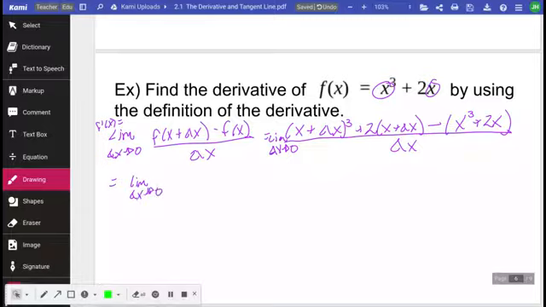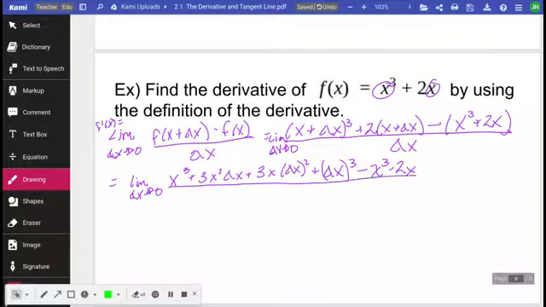Now, keep in mind, kind of like we did before, instead of cubing or squaring something, we're going to do x plus delta x times itself 3 times. So you'd have to do x plus delta x times x plus delta x times x plus delta x and carefully distribute accordingly. And when you do that, you're going to get x cubed plus 3x squared delta x plus 3x delta x squared plus delta x all cubed minus x cubed minus 2x. I distribute that negative all over.